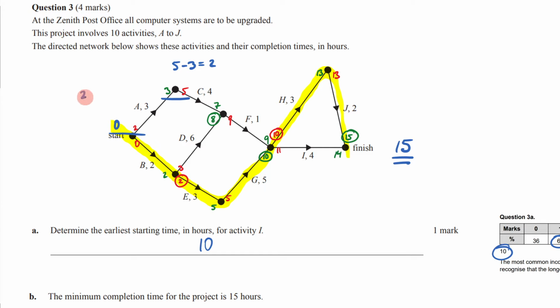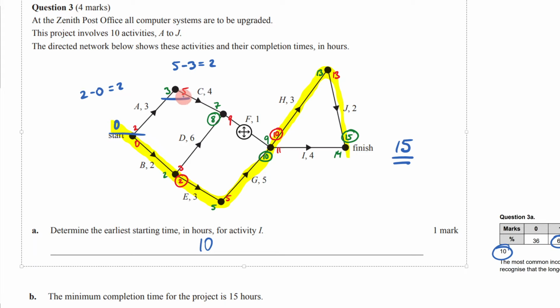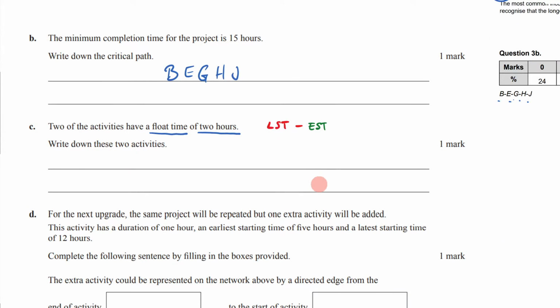2 and 0. 2 minus 0 is 2. So we're really just looking there for that one. It's like, all right, that has a later start time of 2. And then 2 minus 0. And then this float over here will be 5 minus 3 is 2. So it's going to be A and it's going to be C. A and C. So the float time of 2 hours, A and C.